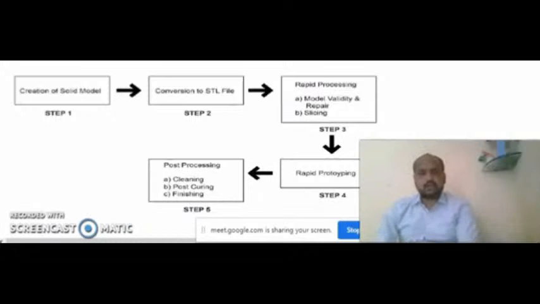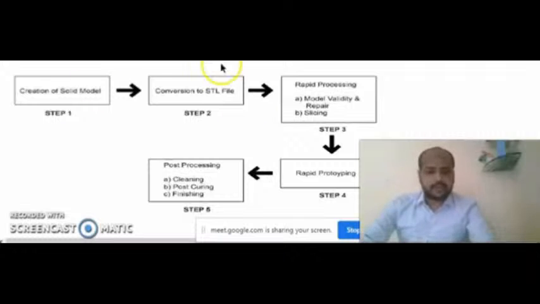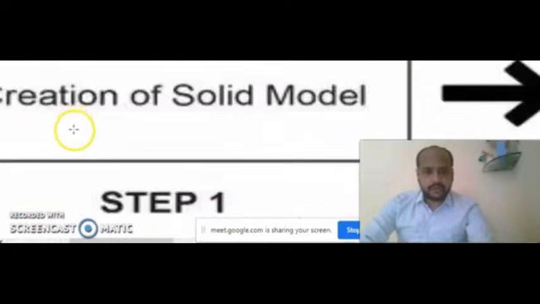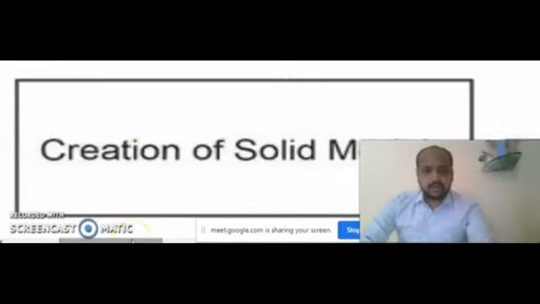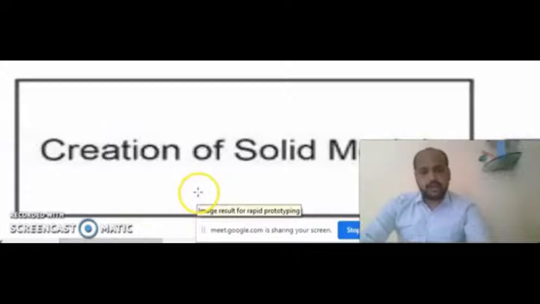That screen is showing the 5 steps. First step you can see, I will zoom now. Creation of a solid model. That is the first step. You can see here in this diagram. Solid model, how is it created? A solid model is created by using any CAD software. You may use CATIA software, ProE software, Unigraphics software, Solid Edge software, SolidWorks software. So these softwares you can use for creating a solid model.